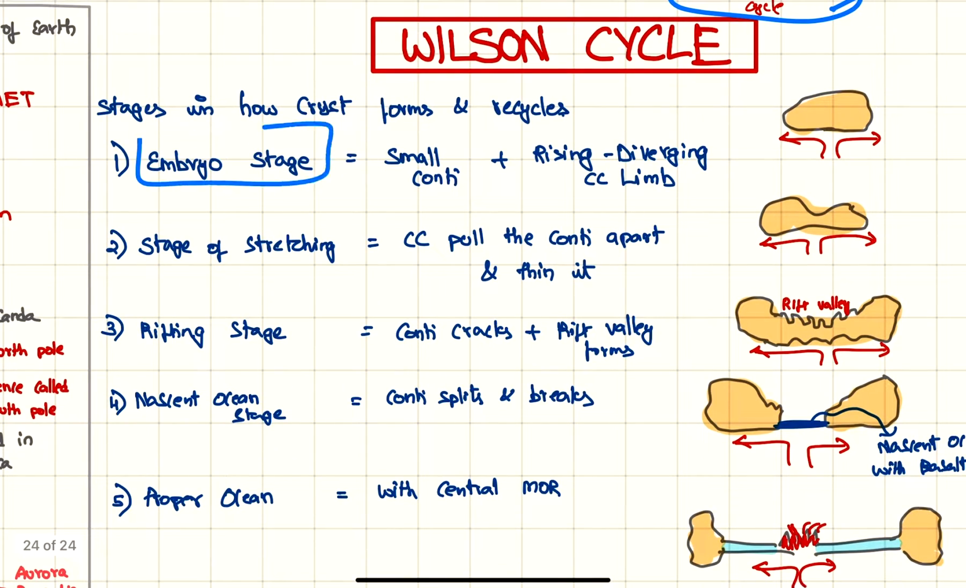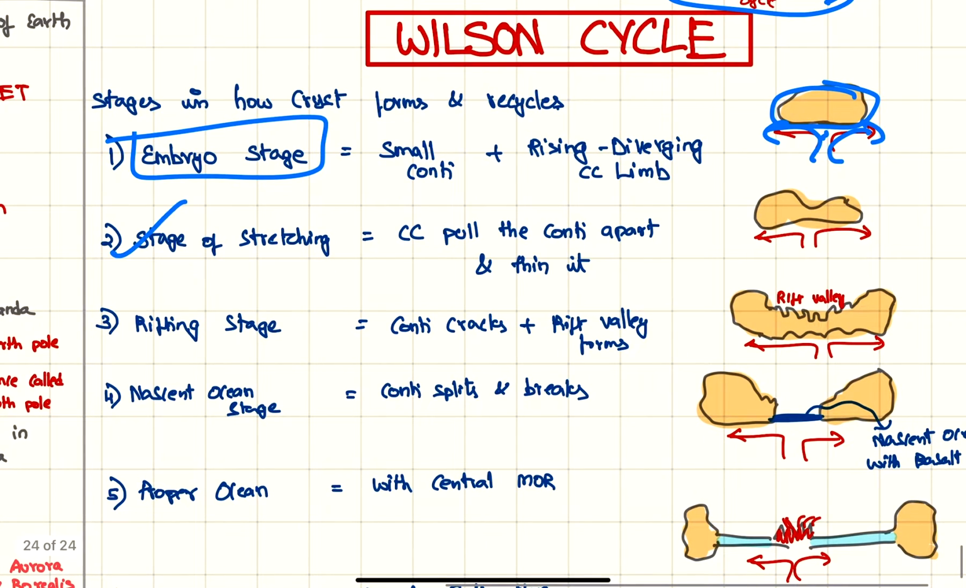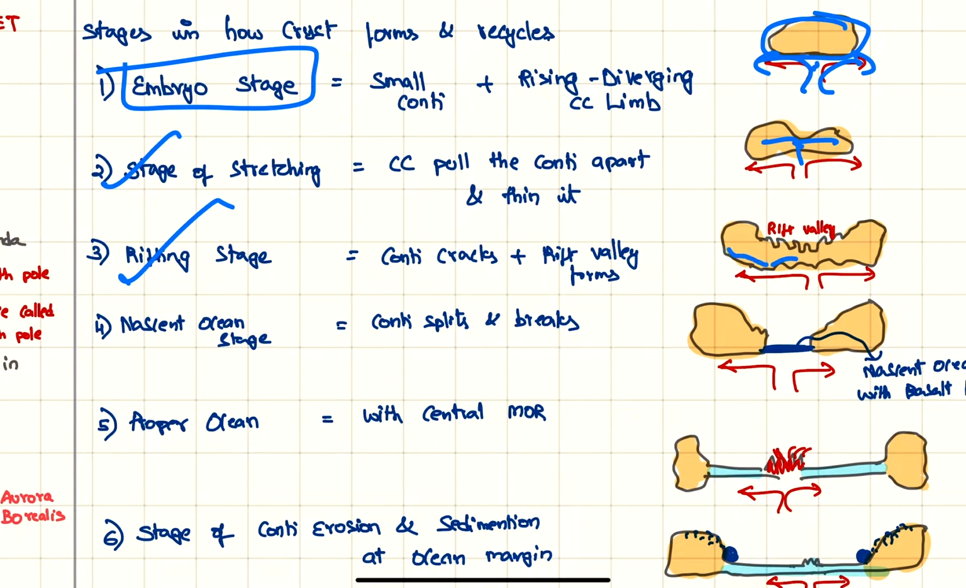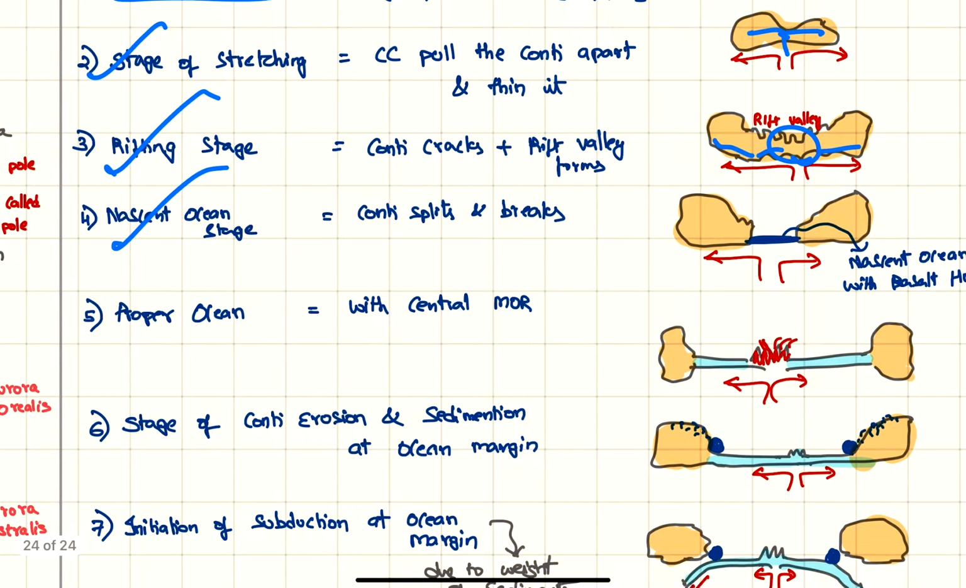First stage is the embryo stage, where there is a microcontinent or small continent, and we have the diverging limbs. Second stage is the stage of stretching, where the continent stretches. Next we have the rifting stage, where the stretch further thins the crust and the rift valley is formed. Next we have the nascent oceanic stage, where the rift valley turns into the nascent ocean with basaltic floors forming.